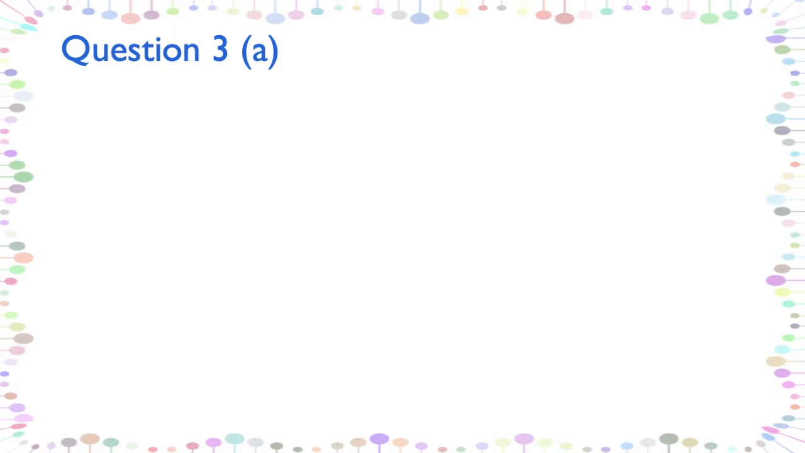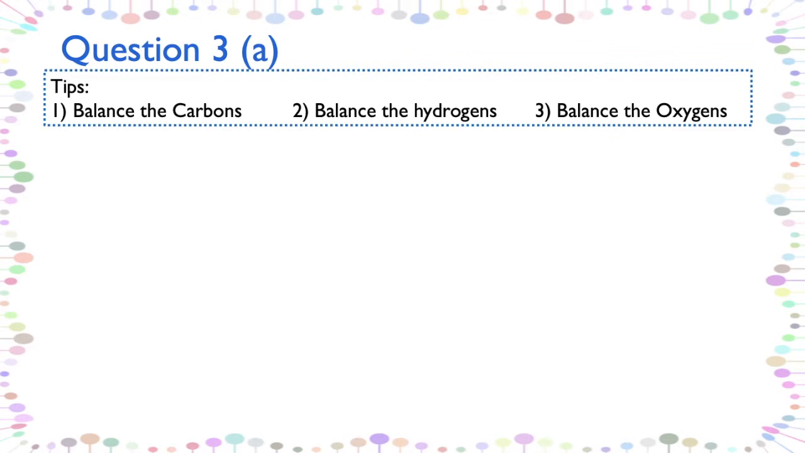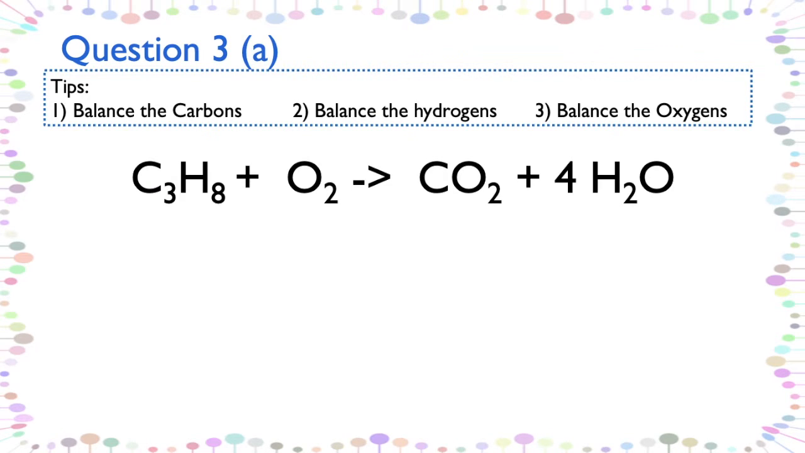So for question 3a, we need to balance the combustion equation for propane. But for combustion equations, I always like to give a few tips. So first of all, I always balance the number of carbons, then balance the number of hydrogens, and then I balance the number of oxygens. So here is the equation for propane, and we need to balance it.